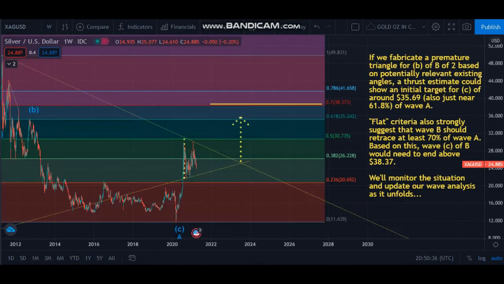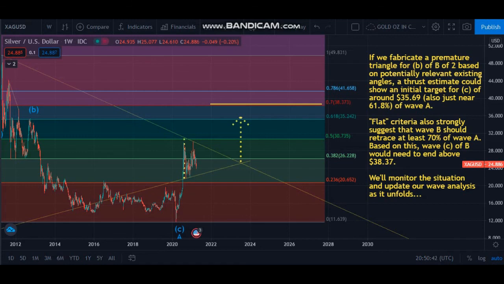If we fabricate a premature triangle for B of 2, based on potentially relevant existing angles, a thrust estimate could show an initial target for C of around $35.69, also just near 61.8% of wave A.